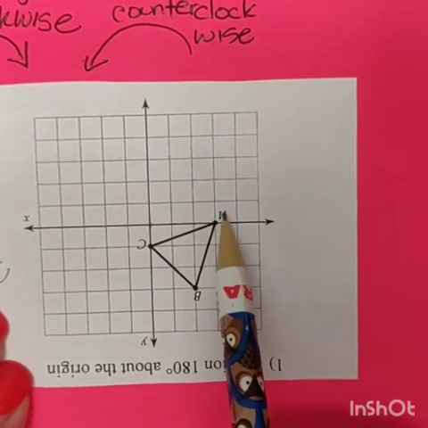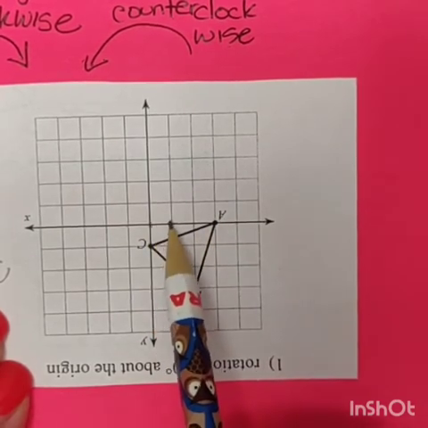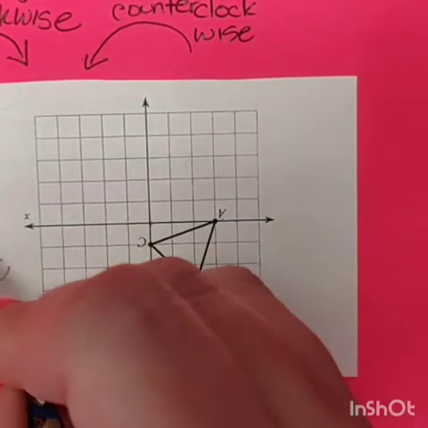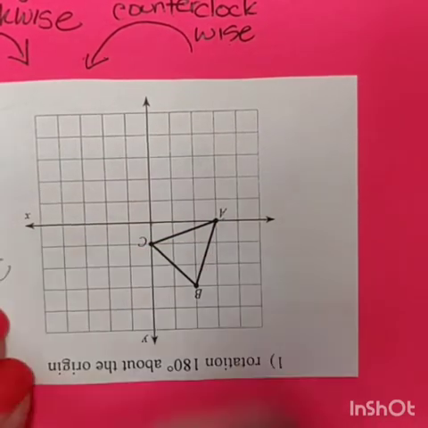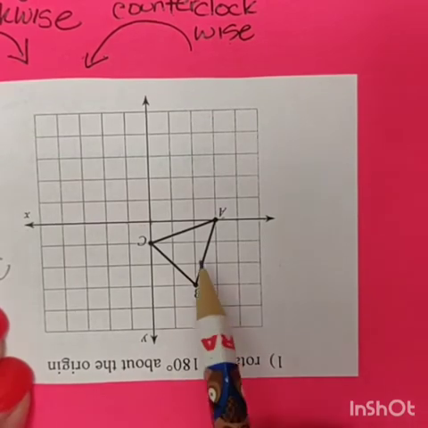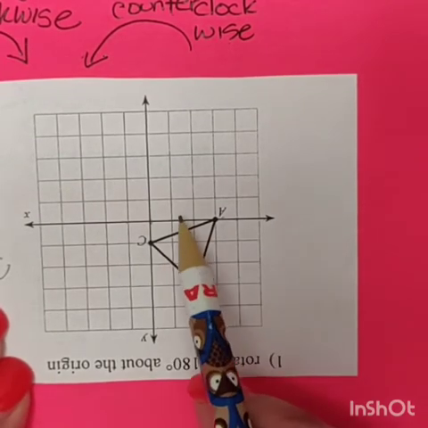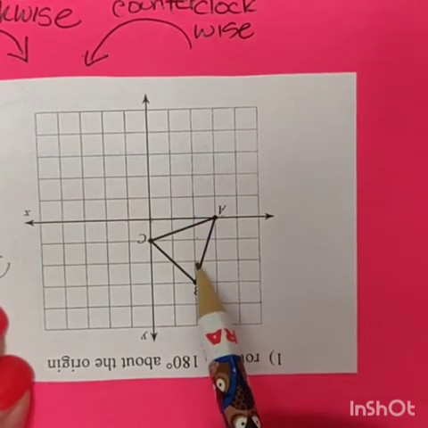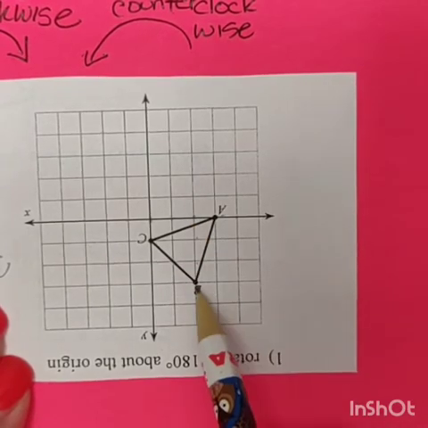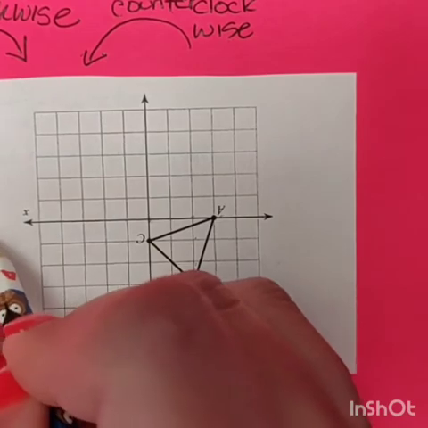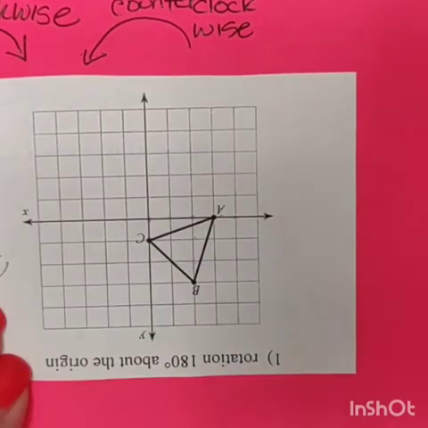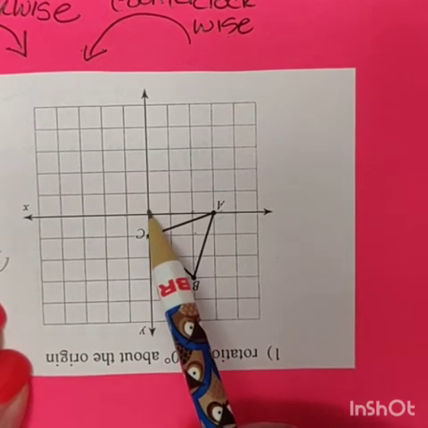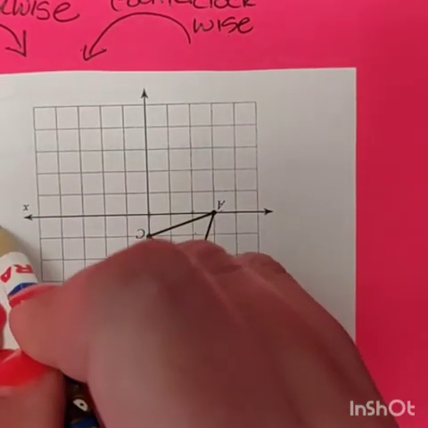So I'm looking at point A first. So I got 1, 2, 3, so 3, 0. Okay, looking at point B. Point B, I am going 1, 2, and down 1, 2, 3. So 2, -3. And then looking at point C, I have 0, -1.